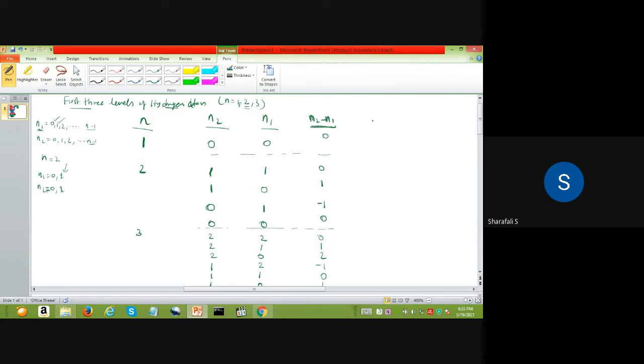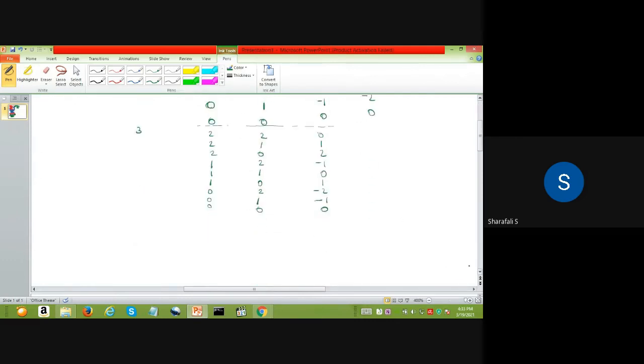Then you have n into n2 minus n1. That will be 0 here. Here it will become 0, 2 times 2, minus 2, 0. Then here it will come as 3 times 0 is 0, 3 times 1 is 3, 6, minus 3, 0, 3, minus 6, minus 3, and again.